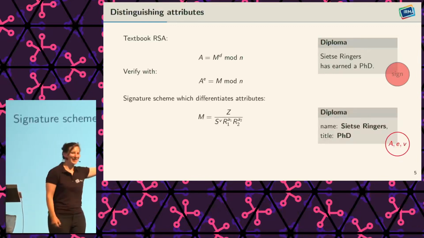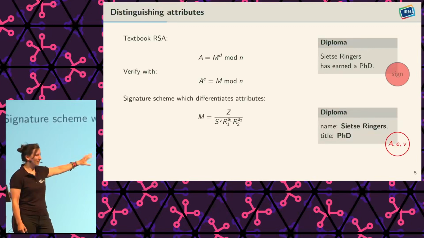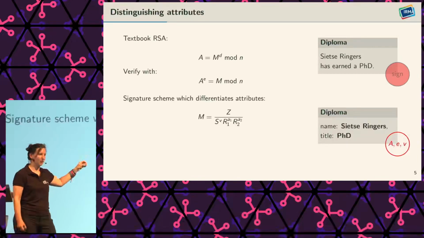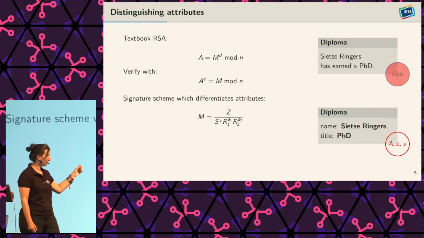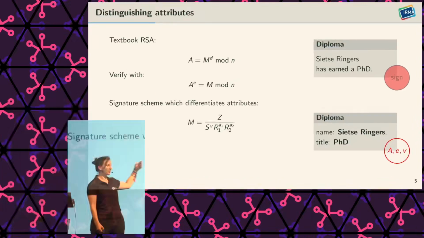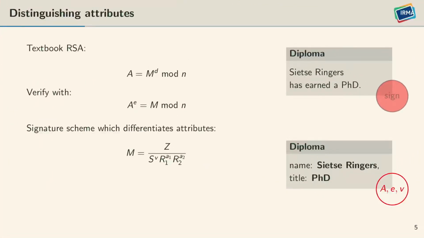Please focus on the right-hand side first. We can first split the diploma into different attributes. So it's not a blob of text anymore, but different attributes with attribute types, in this case, name and title, and the values, Sitzeringes and a PhD. Please don't panic about the formula. We will go into detail with all of the stuff here. Please now focus only on the little a's. The values on the right-hand side, Sitzeringes and the PhD, are represented as two numbers, A1, which is Sitzeringes, and A2, which is the PhD.